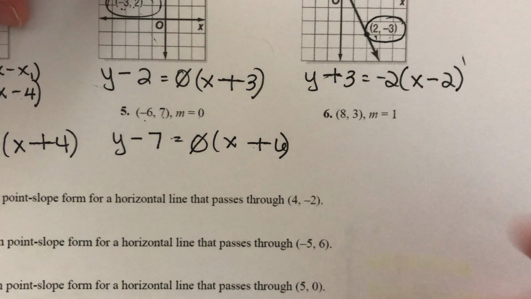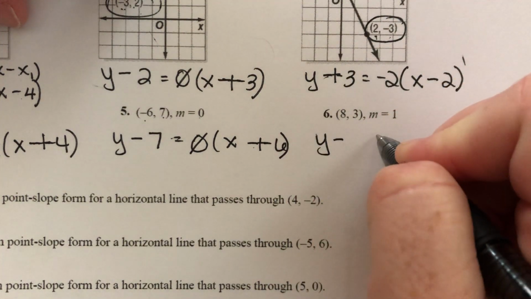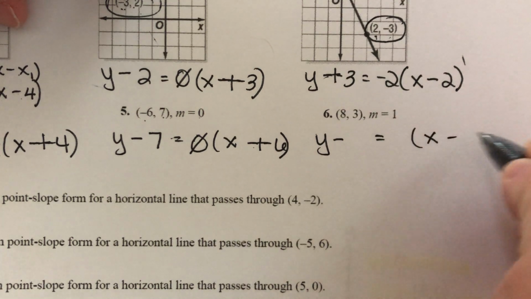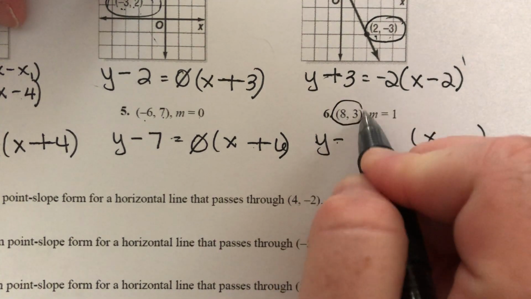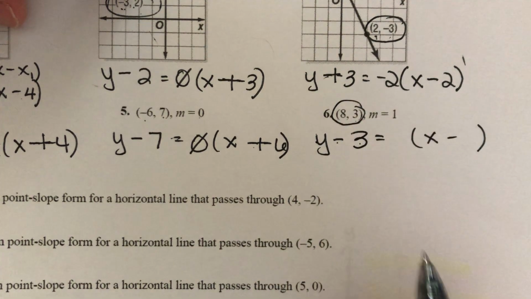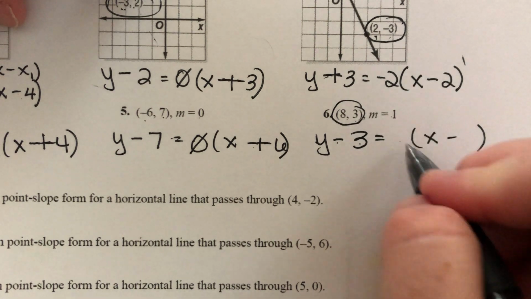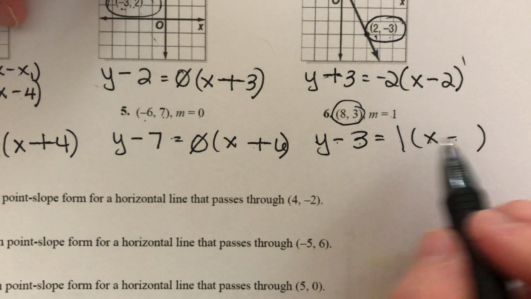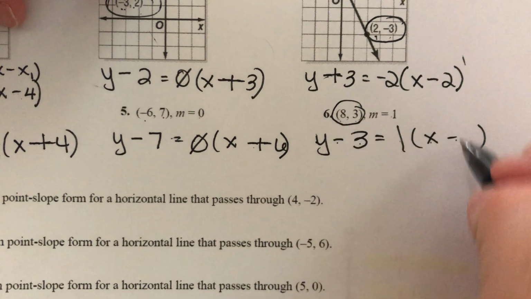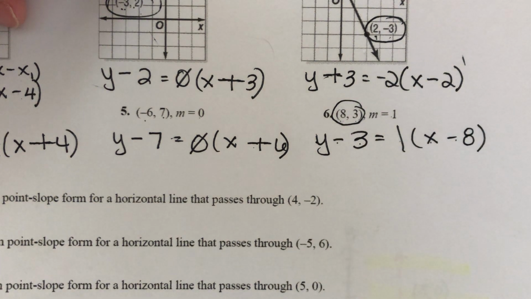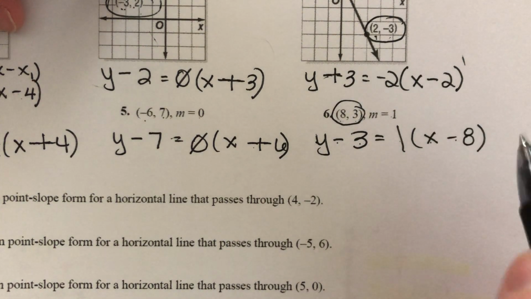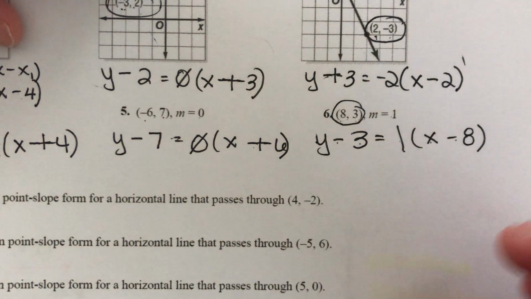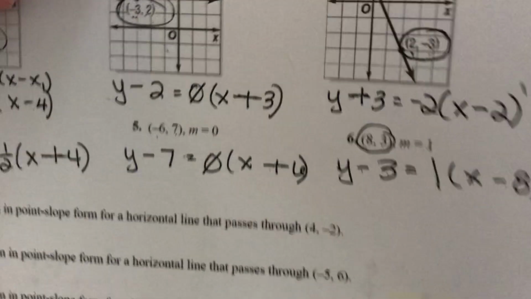And then finally, last one, y minus something equals m times x minus something else. Y minus my y value, here's my point, so my y value is 3, equals the slope, 1, times x minus the x value of my point, 8. And I don't have to simplify anything there, so I'm done. Once you start distributing and getting rid of parentheses and all that good stuff, then it's no longer in point slope form. So this is point slope form, just leave it. You plug in and you go.